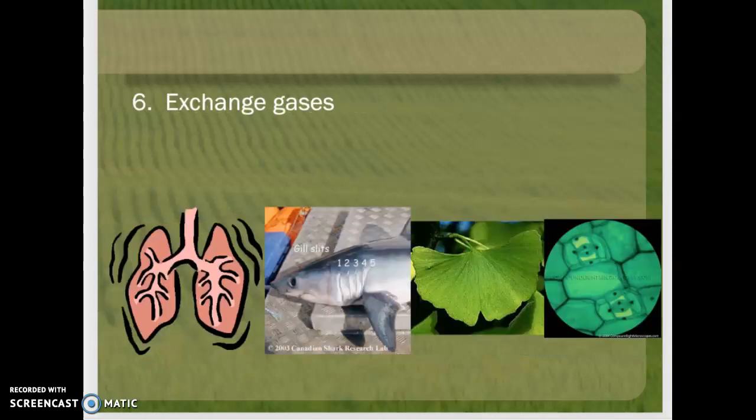Okay, and our living things also need to be able to exchange gases. So in humans, we have lungs, sharks, which is actually a kind of fish, they have gills. Grasshoppers have something called a spiracle. Some species can breathe a bit through their skin. And then leaves have holes in the bottom called stomata that allow carbon dioxide and oxygen to go in and out.